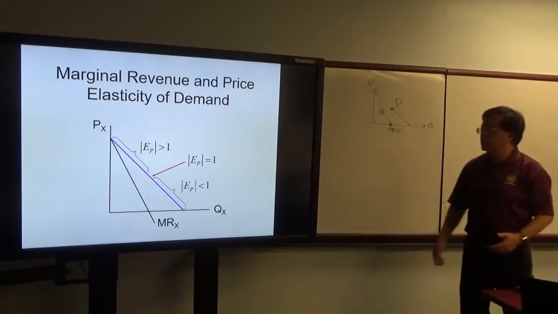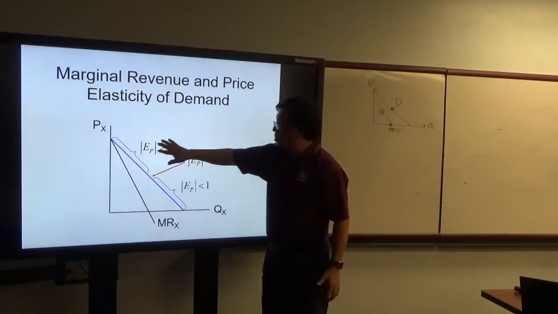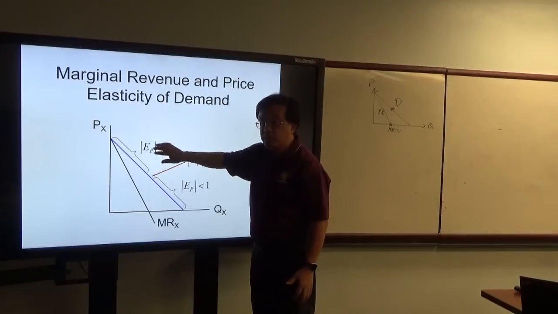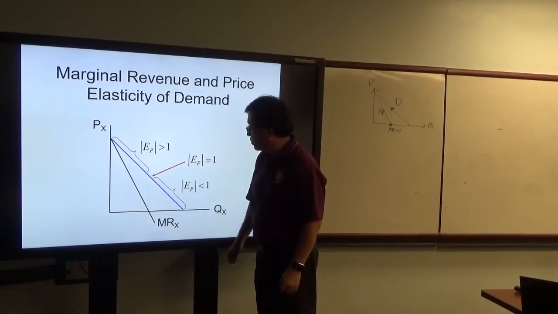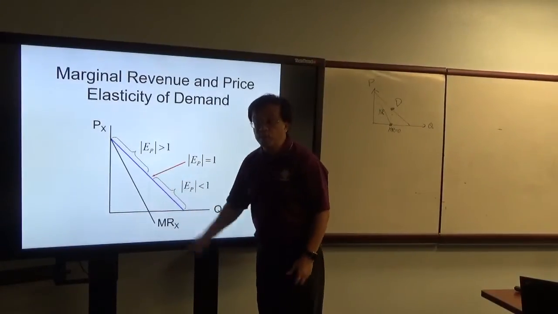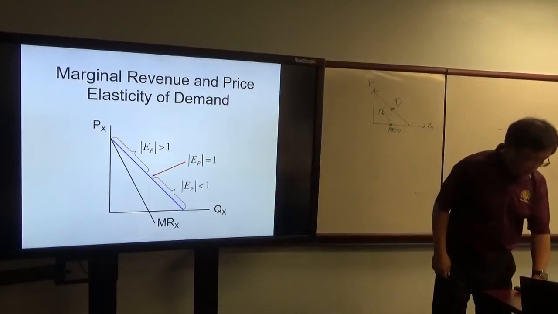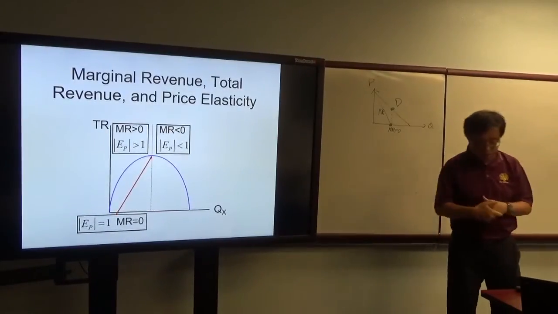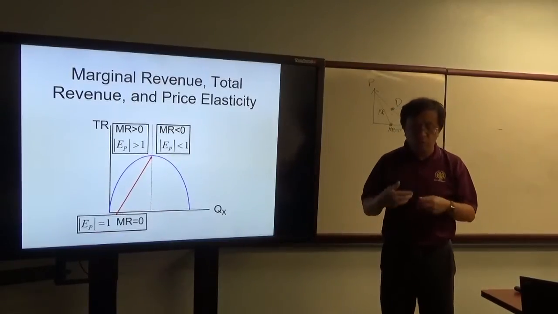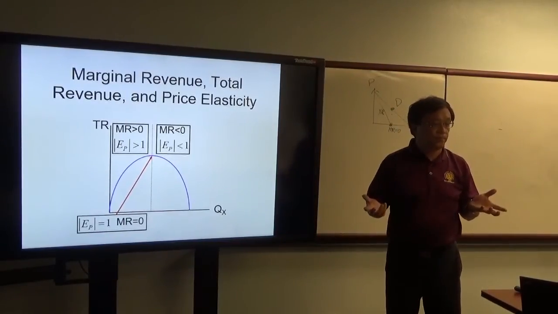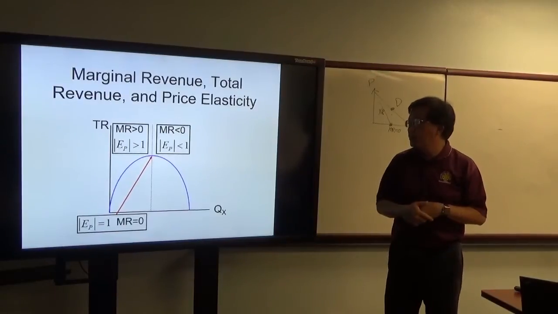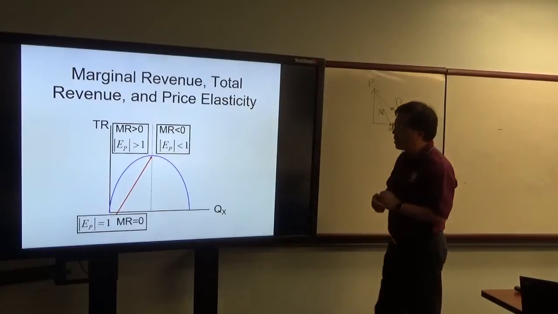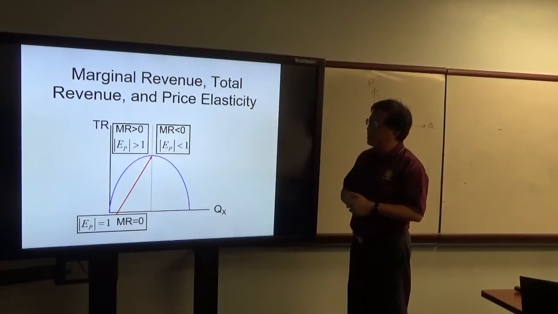But why do I have to know this? Elasticity, marginal revenue, and also price. Why do we have to know this? Because sometimes a company may have to make a decision whether I should increase or decrease the price to increase the revenue. Then it depends on whether the demand is elastic or inelastic.